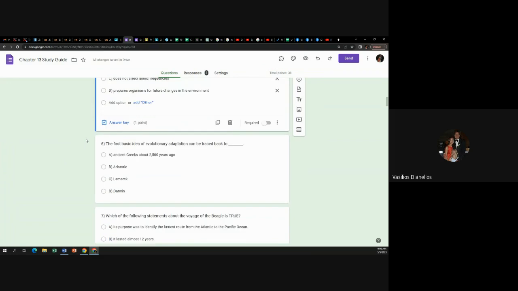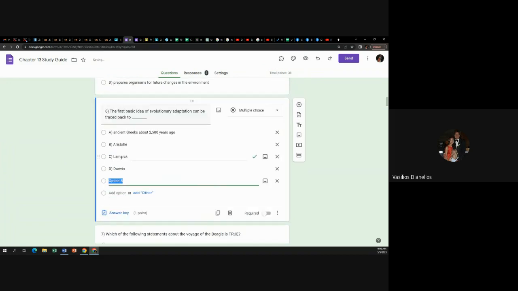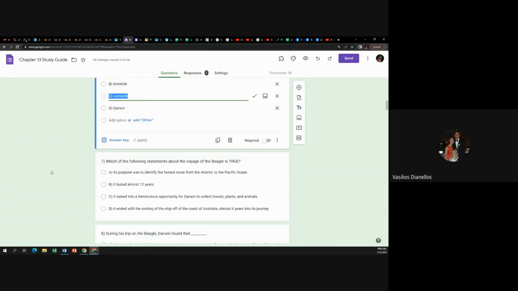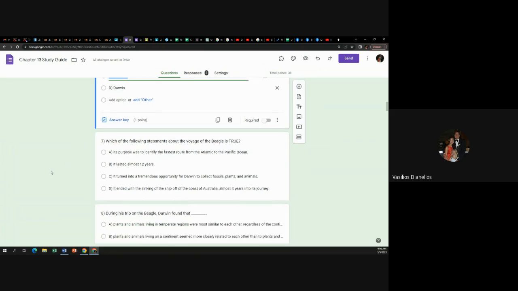All right, the first basic idea of evolutionary adaptation can be traced back to Lamarck, like we just talked about earlier. And again, I'm probably not going to ask that question either, because this is in a history class. Any questions about that one? But again, just to remind you, the Greeks thought nothing changed, including Aristotle. Lamarck was the first one to say, hey, evolution might be a thing. It was Darwin who figured it out, but Lamarck figured out how it worked.